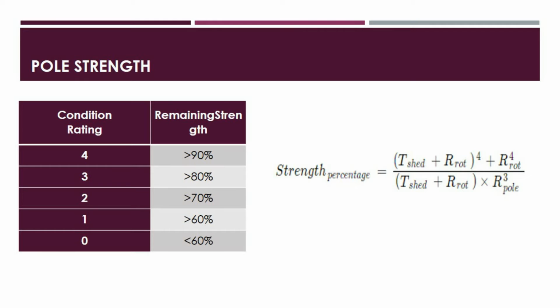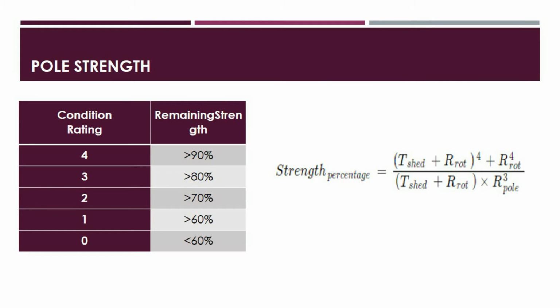Now consider the table presented in front of you right now, where with a rating of 4, your remaining strength of the pole should be greater than 90%. With a rating of 3, your remaining strength should be above 80%. With a rating of 2, your pole strength should be above 70%. With a rating of 1, your pole strength should be above 60%. And any pole that has a remaining strength that is less than 60% should be assigned a rating of 0. So now, how do you calculate this remaining strength that we just mentioned?